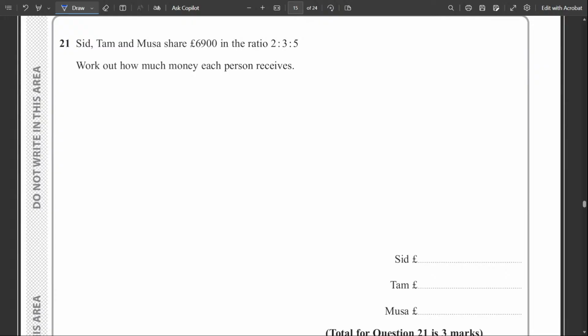You're sharing money in this ratio. So you add the parts. Altogether, between the three of them, Sid, Tam, and Musa have 10 parts: 2 add 3 add 5. So we're sharing 6,900 equally into 10 parts. That gives you 690 per part.